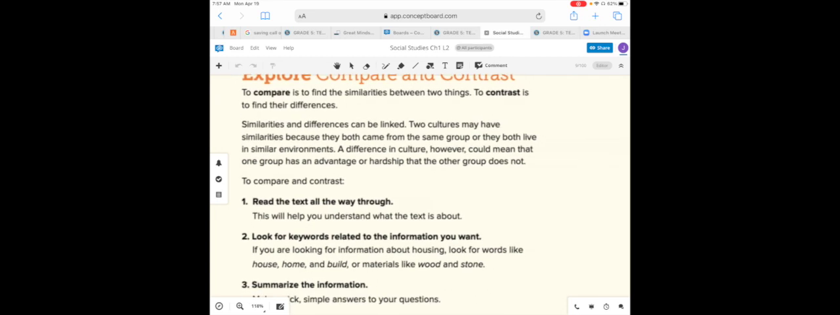To compare and contrast, we're going to read the text all the way through. This will help you understand what the text is about. And then you're going to look for keywords related to the information you want. If you are looking for information about housing, look for words like house, home, and build, or materials like wood and stone. You're going to summarize the information, make quick, simple answers to your questions, and you're going to review your answers, ask yourself which are the same, which are different, and why.